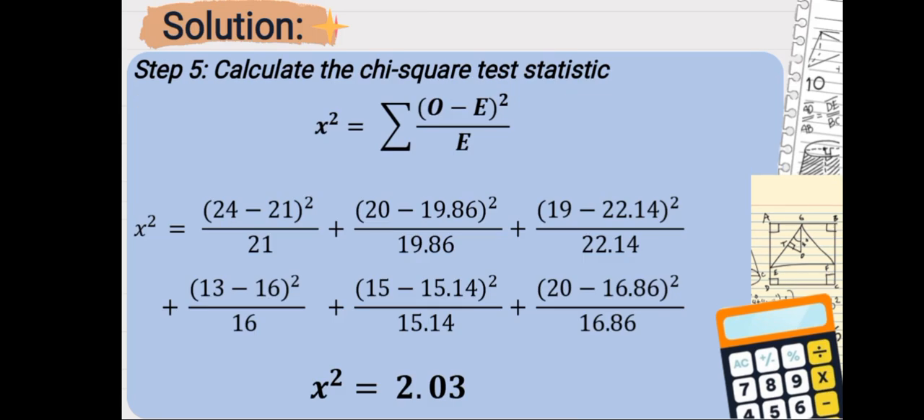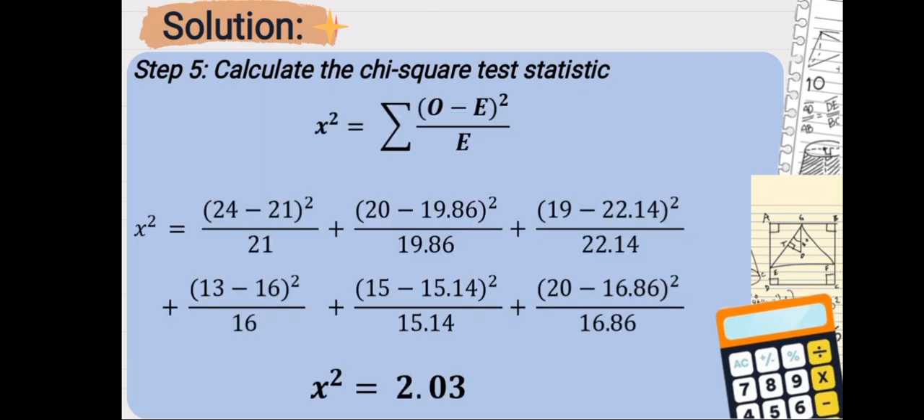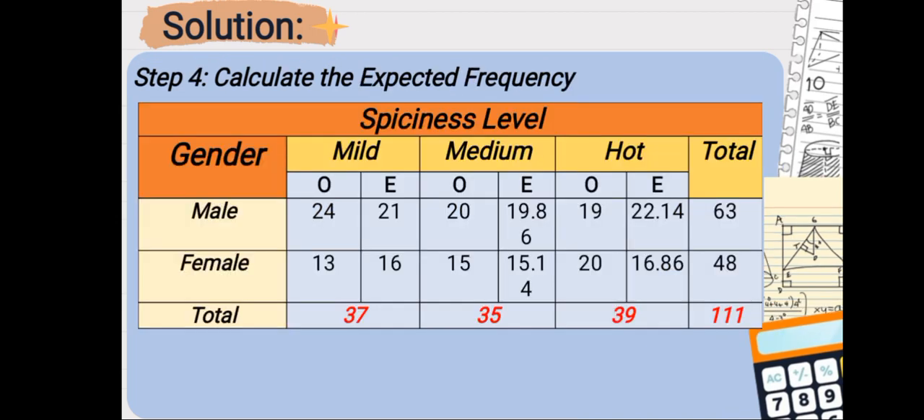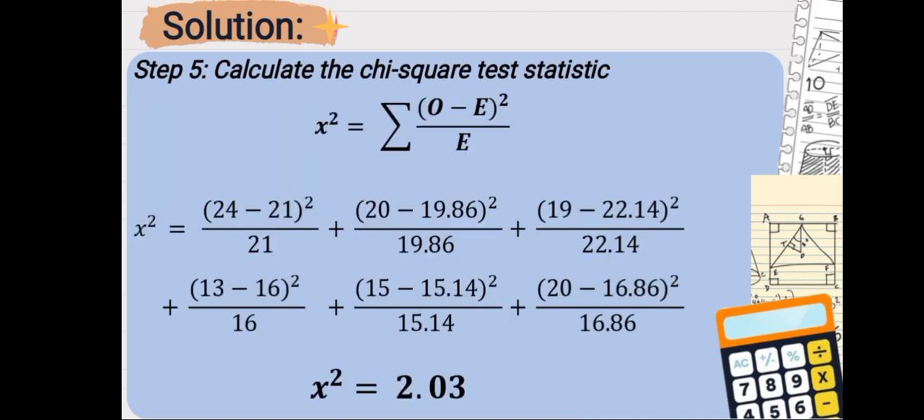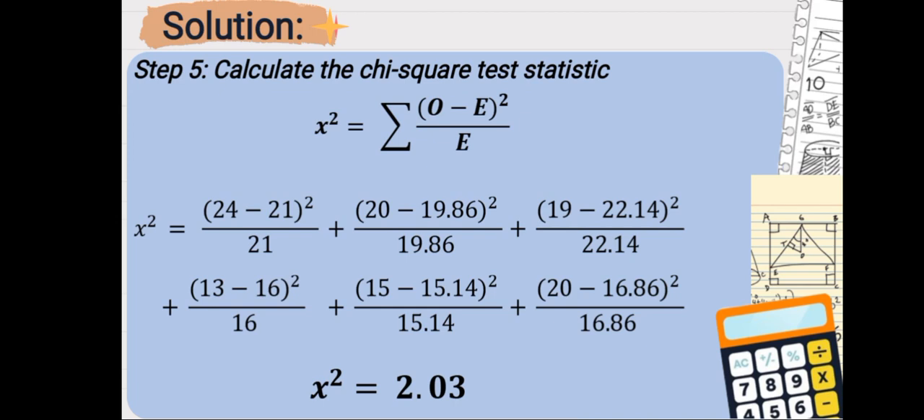Then next, we're going to calculate the chi-square test statistic. Based on our formula, O minus E squared divided by E. For mild, male, we have 24 minus 21. We just substitute the O and E. Next, the 20, the O for male, medium, with E equal to 19.86. We substitute all six cells. So we got chi-square equals 2.03. So now we have the chi-square.